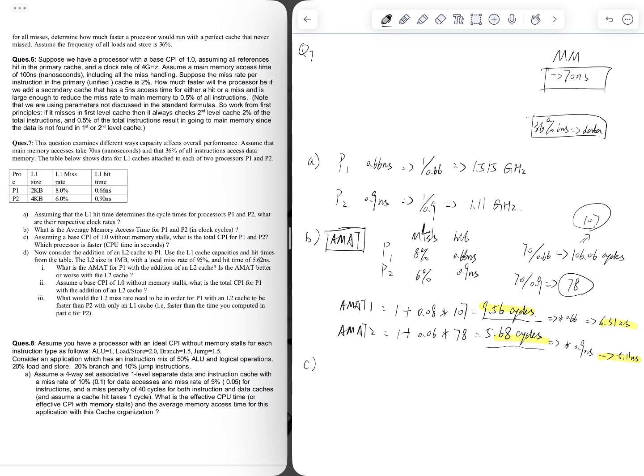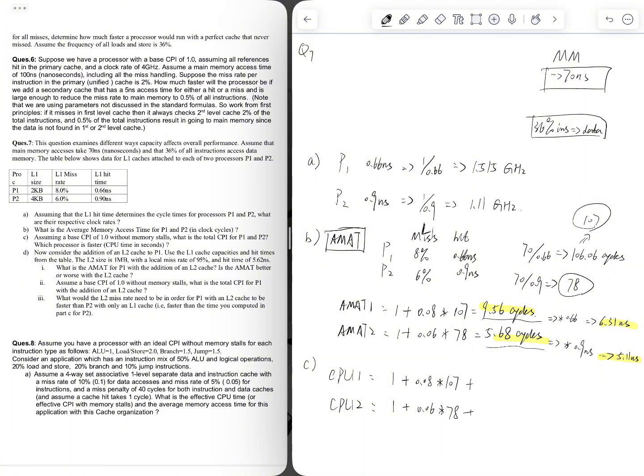So in part C, we actually want to compare which one is faster. We need to calculate the CPU time. I would say CPU1 and CPU2 to represent the two processors, okay? Initially we will have the basic CPI of 1, without any stalls. And then we will do nearly the same thing. We have 8% or 6% of the miss, right?